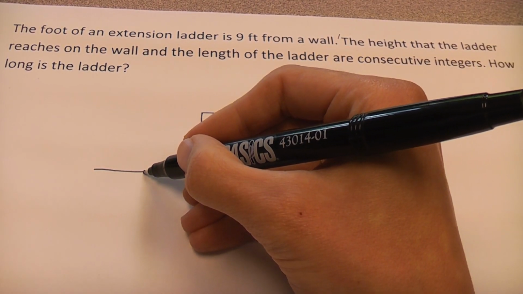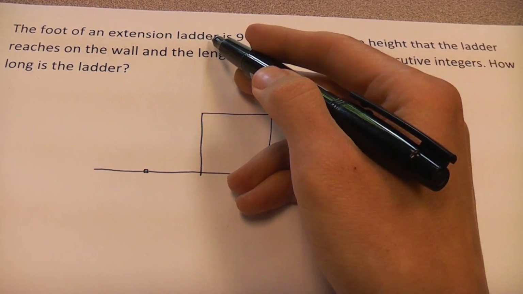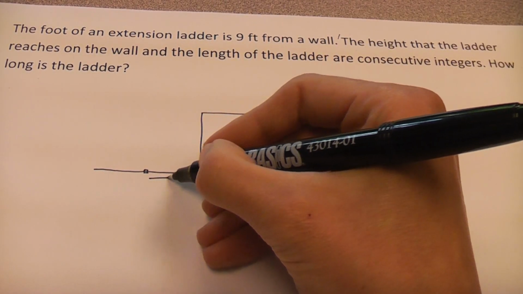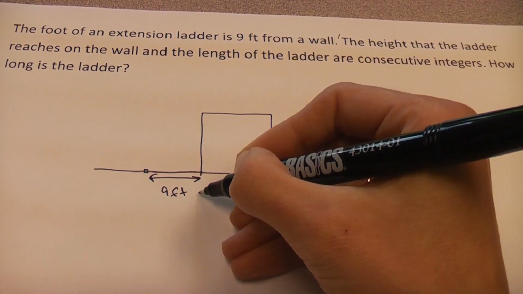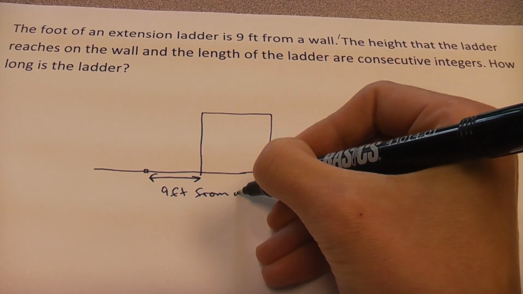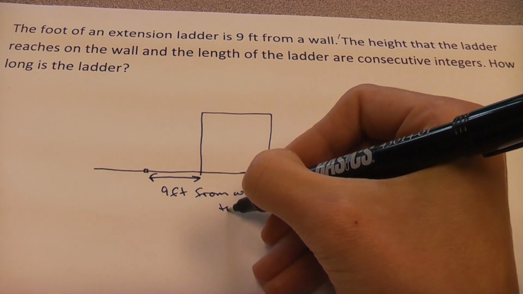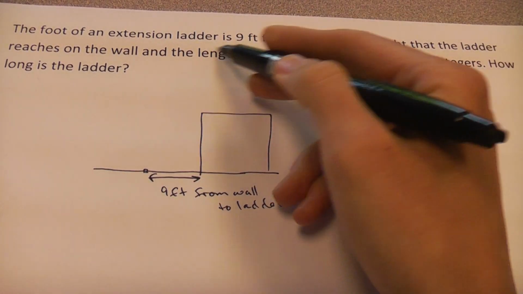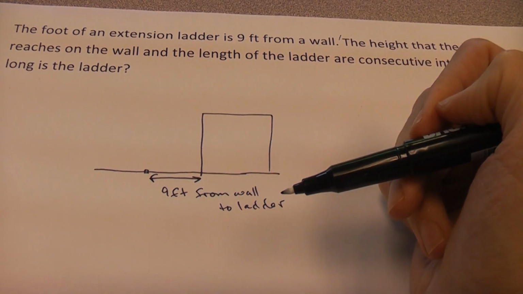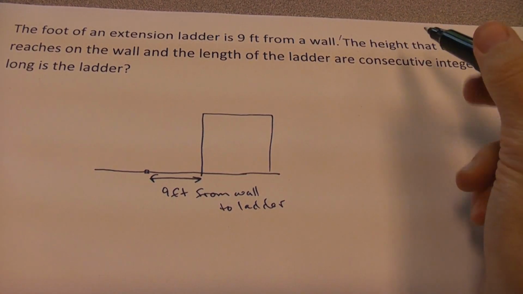The foot of the ladder is 9 feet from a wall. Okay, so this distance is 9 feet from the wall to the ladder. And that's this sentence right here summarized on my image.